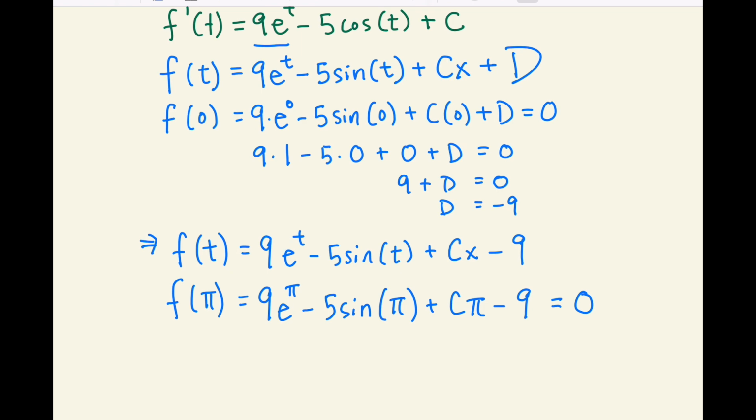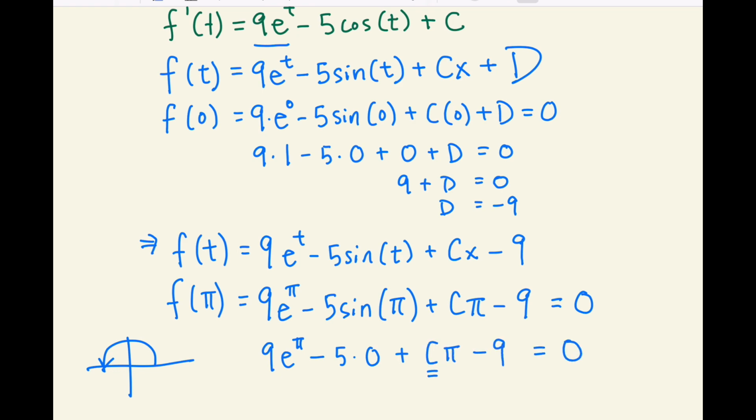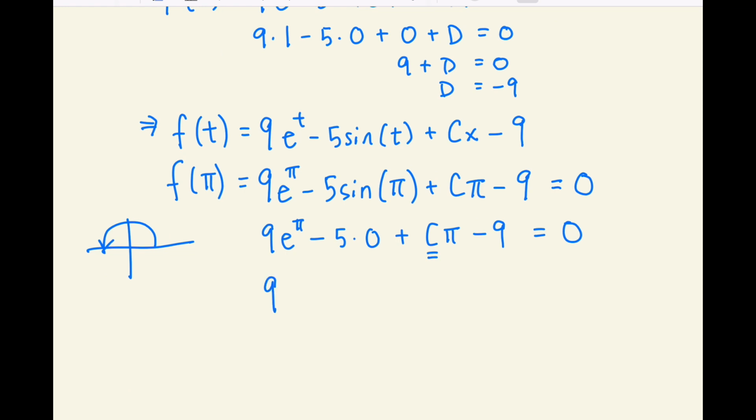So let's just clean this up a little bit. 9e to the pi, not much I can do there. Sine of pi, remember the y-coordinate there will be 0, so that's 5 times 0, plus c times pi minus 9 is equal to 0. And I need to solve this for c. So let me clean this up a little bit. 9e to the pi, this is just 0, plus c times pi. I'm going to bring this over to this side. That's equal to 9. And I'm also going to bring this term over. So I have c pi is equal to 9 minus 9e to the pi.